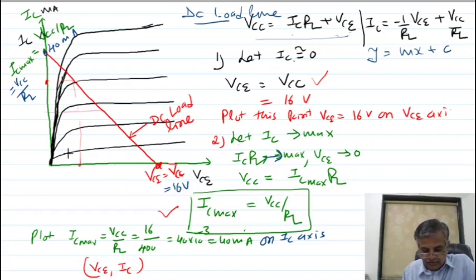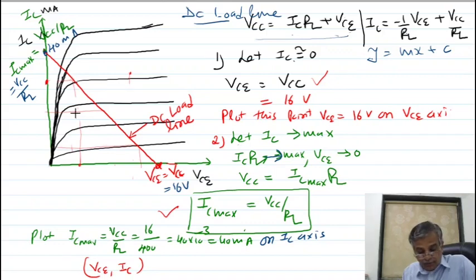This is possible. But this is not possible. For a given value of the supply voltage and RL, this is not possible. Only any one of the points between these is possible. So this is called the DC load line.